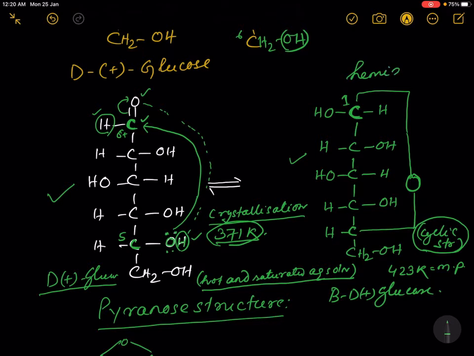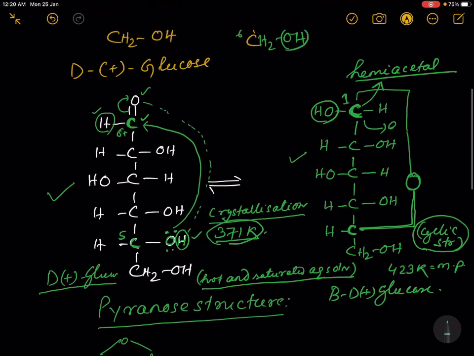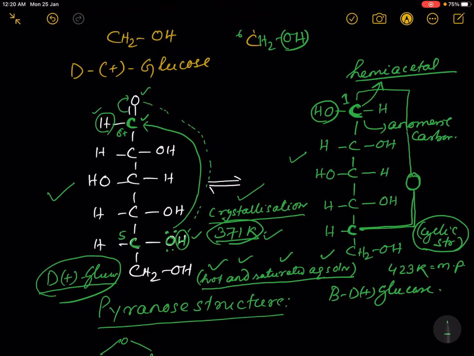This is also known as hemiacetal, because this carbon is connected to one OH and one OR group. So this is a hemiacetal. This is also known as anomeric carbon. So D plus glucose unit in hot and saturated aqueous solution at 371 Kelvin undergoes crystallization to give beta D glucose. This is the cyclic structure of D plus glucose.